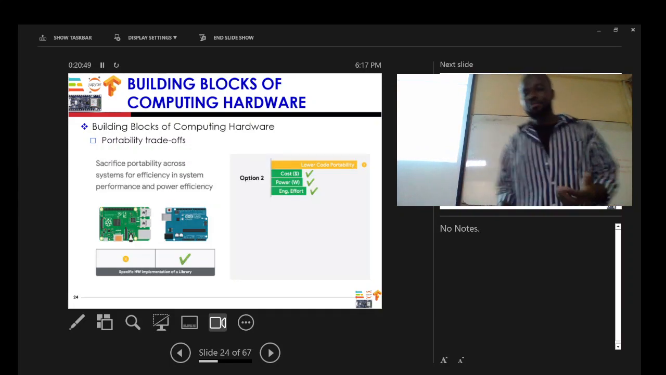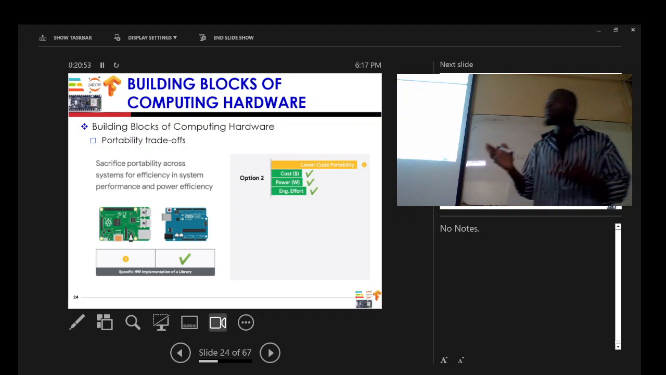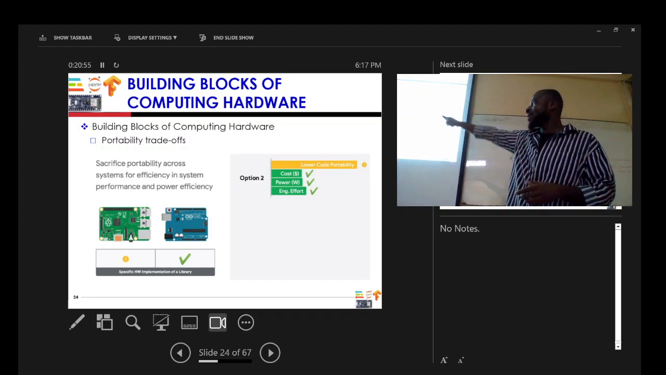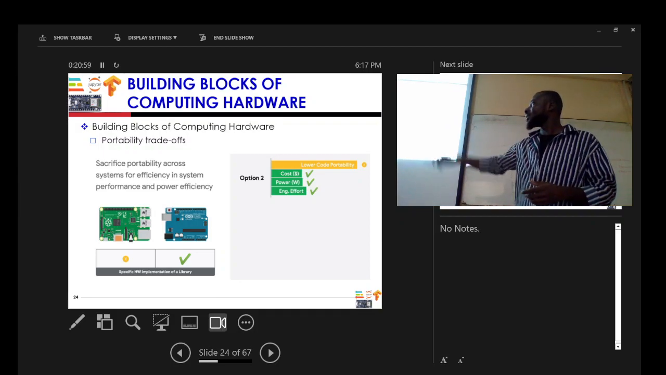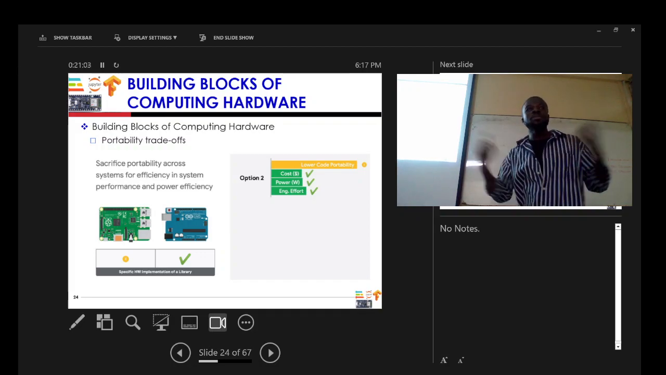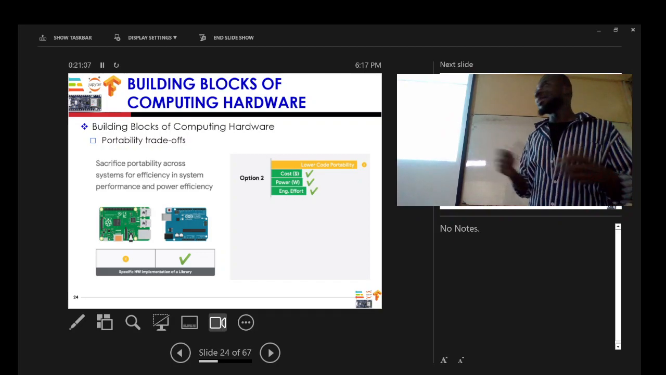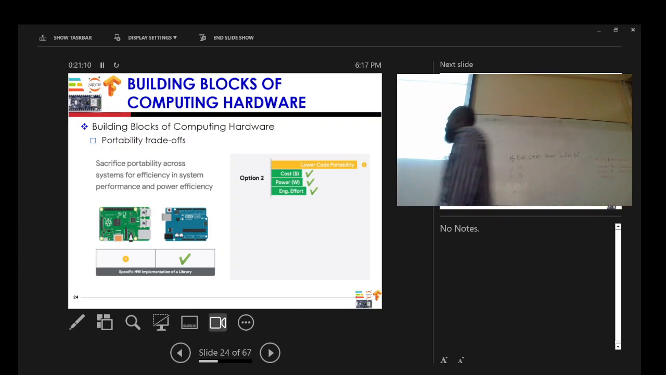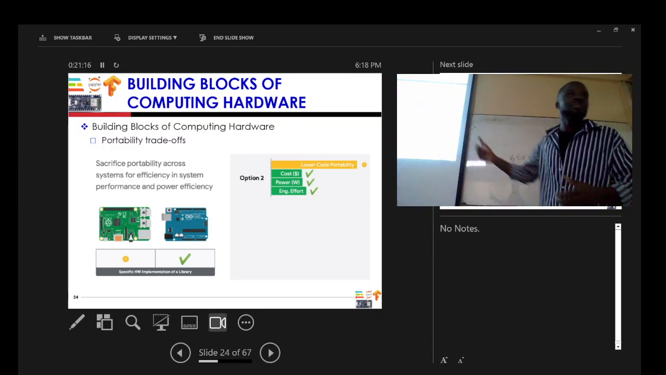So if you write a library or a code for an Arduino Uno, today is the Arduino Uno, you cannot go and run that code on, you know what a Raspberry Pi is? It's some kind of board that is used over there. This one. You see that it looks almost like the Arduino, but it's not an Arduino.